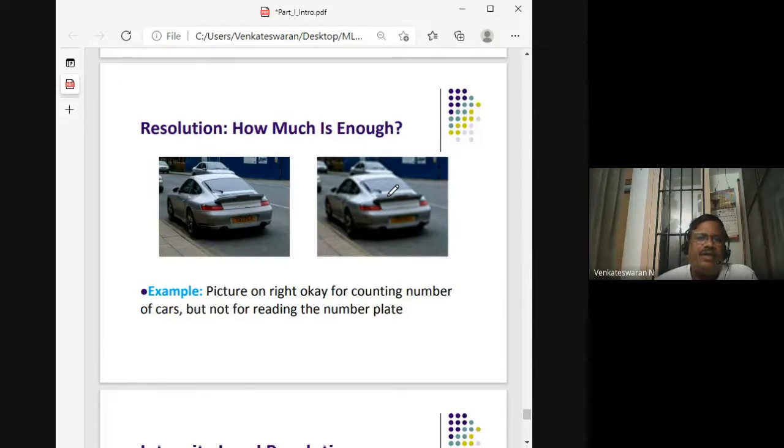Now, resolution is important because, for example, you see a very high resolution image on this side and a poor resolution image on the other side. Though there is a car here, the number plate is not seen. However, here it's very clearly seen. One can read it from a distance. So resolution helps you to understand image information better.